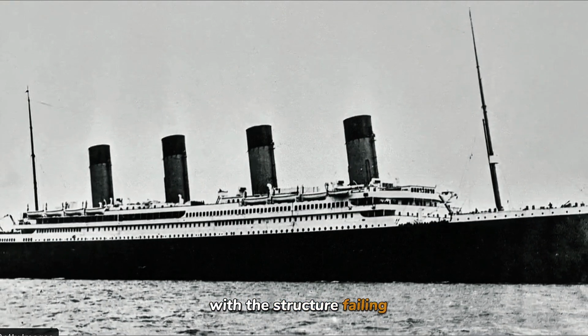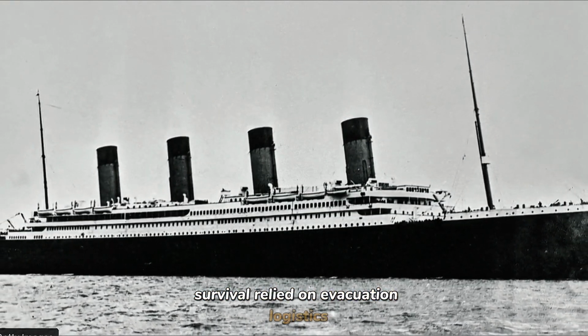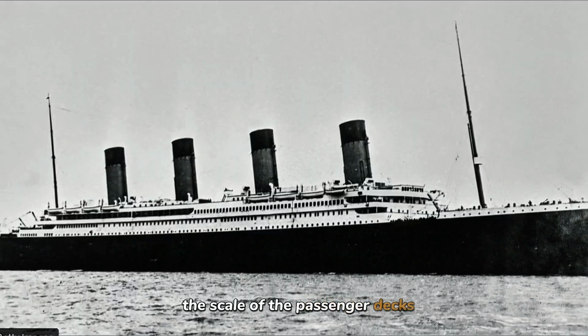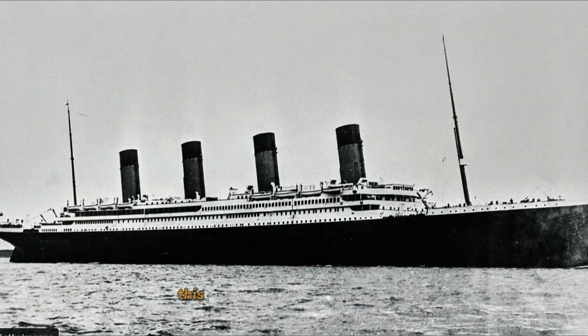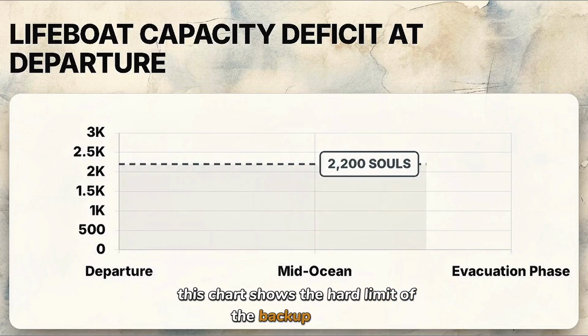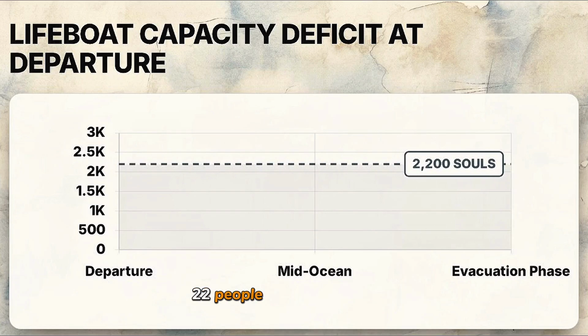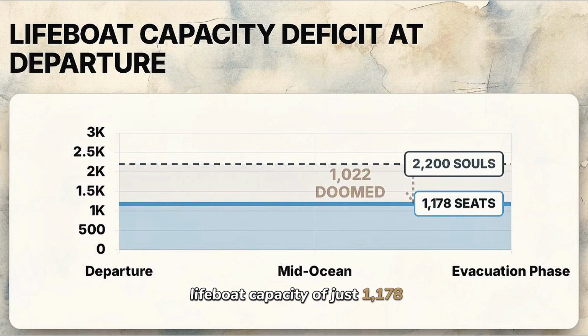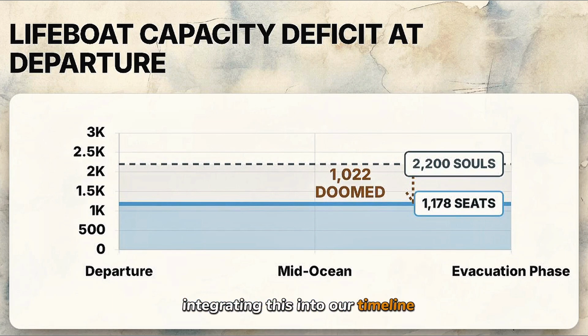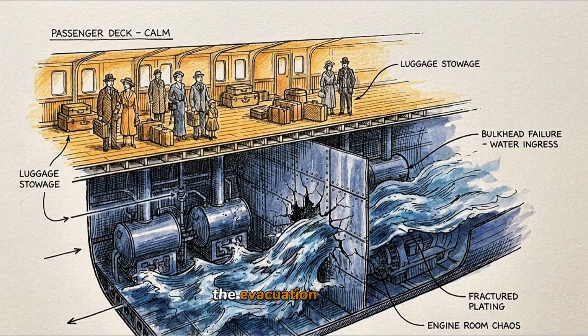With the structure failing, survival relied on evacuation logistics. The scale of the passenger decks suggests an immense volume of people compared to lifeboat capacity. This chart shows the hard limit of the backup system: 2,200 people on board, against a maximum lifeboat capacity of just 1,178 seats. Integrating this into our timeline shows the survival system began far below the required baseline for the total population. The evacuation lacked a centralized ship-wide alarm.